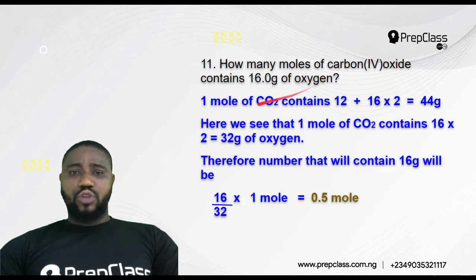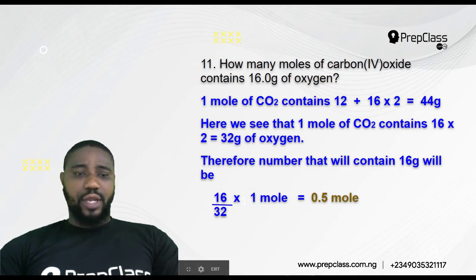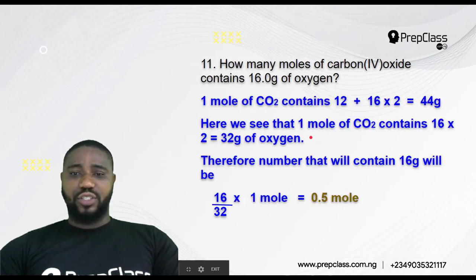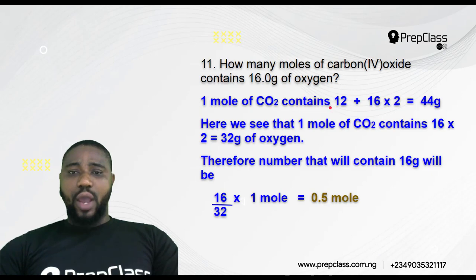Now, you must know that 1 mole of CO2, that is carbon dioxide, contains what? Let's look at the atomic mass: carbon is 12, oxygen is 16. So 1 mole contains 12 of carbon plus 2 atoms of oxygen, that's 2 times 16. So this will give us 12 plus 16 times 2, which is 32. 32 plus 12 is 44. So that's 44 grams.